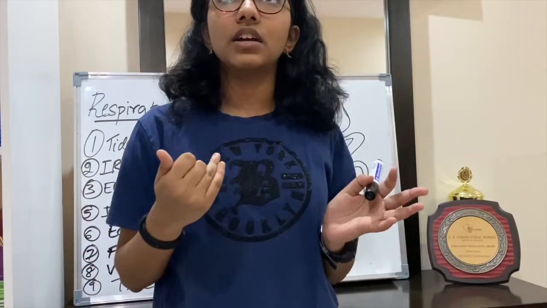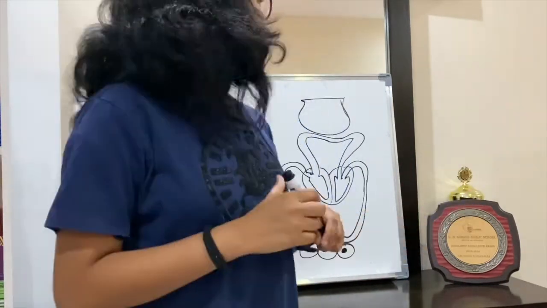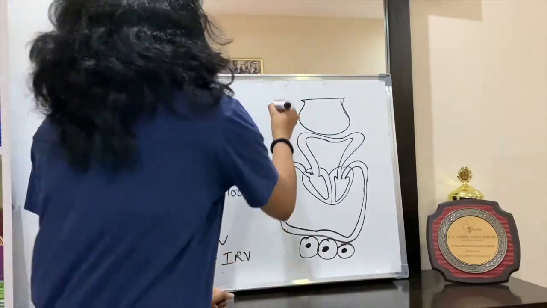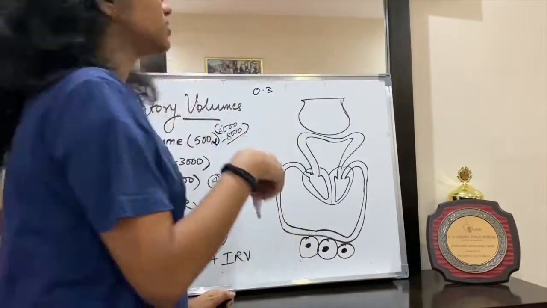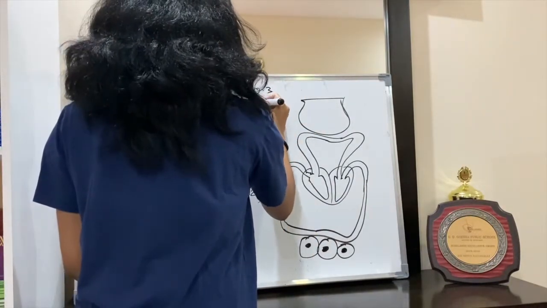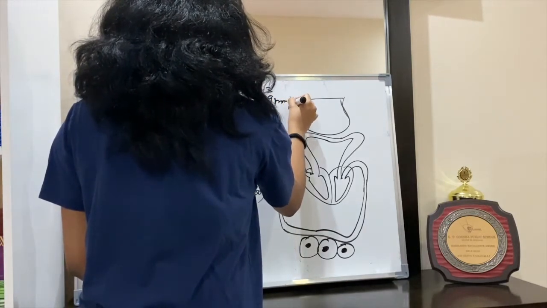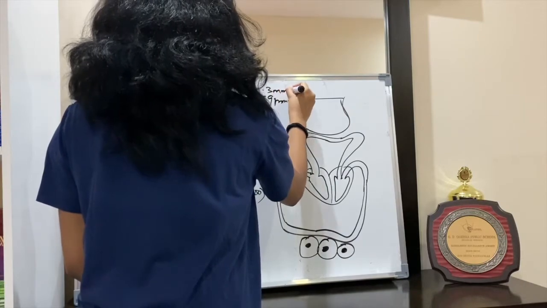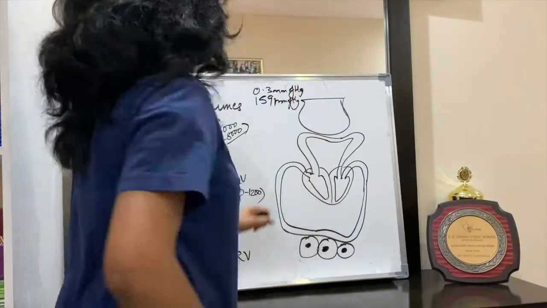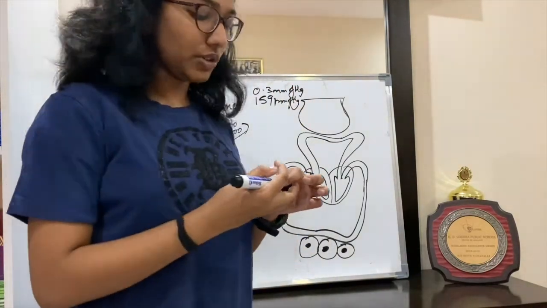There is a table given in NCERT which talks about the different partial pressures of oxygen and carbon dioxide in various parts. The first one is in the atmosphere. In the atmosphere, the partial pressure of carbon dioxide is very low. It's about 0.3, and oxygen's partial pressure is 159 mm of Hg. So just assume the unit is millimeter of mercury.